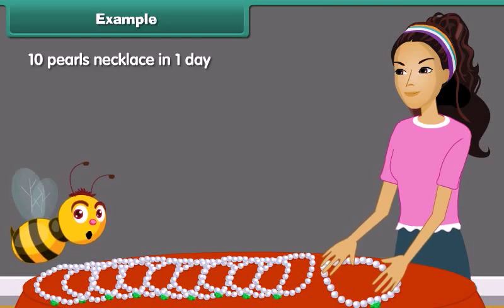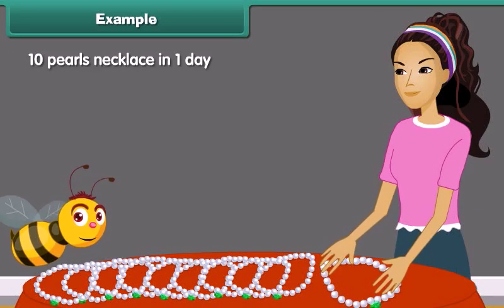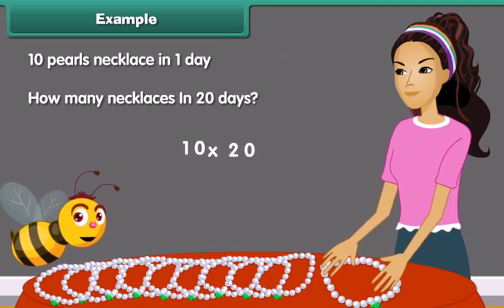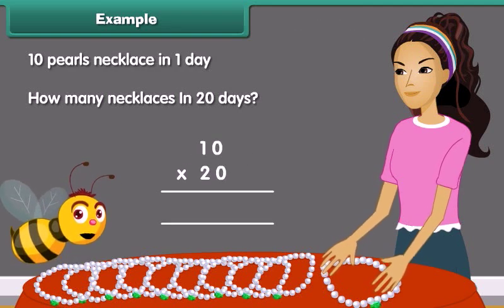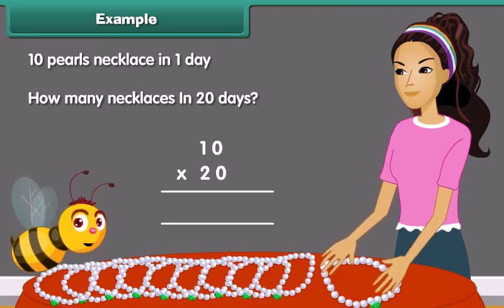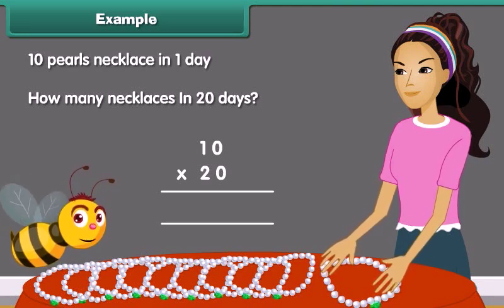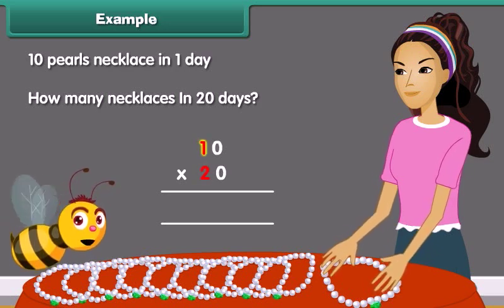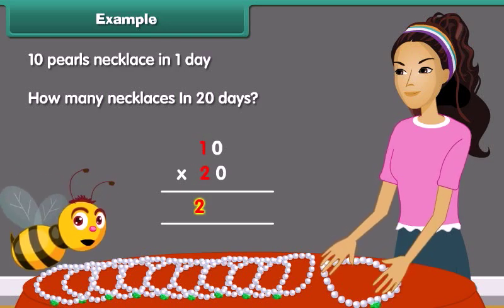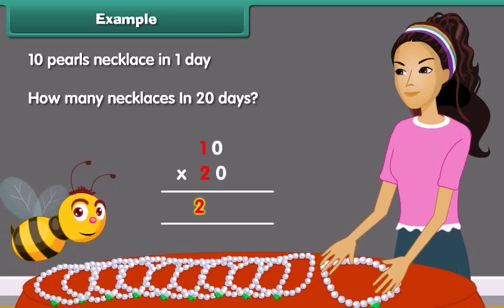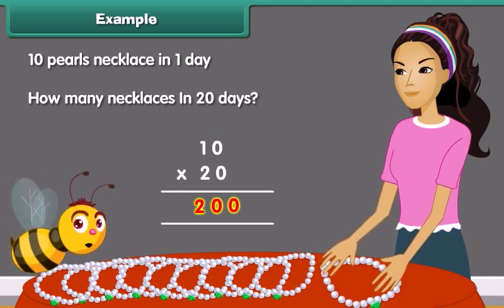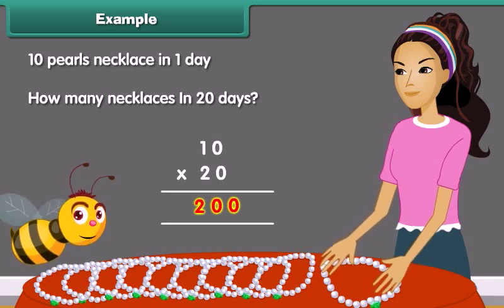Dinah makes 10 pearl necklaces in one day. In 20 days, she will make how many necklaces? We need to multiply 10 with 20. Step 1. Multiply the numerals without zeros. 2 multiplied by 1 is equal to 2. Step 2. Count and add the number of zeros toward the right side of the answer. In this case, we have 2 zeros. Thus, the final answer becomes 200.